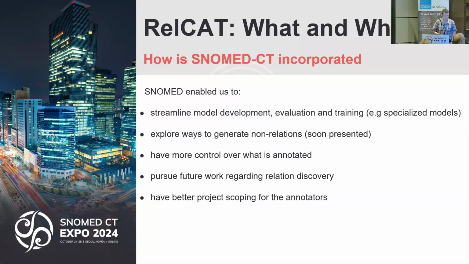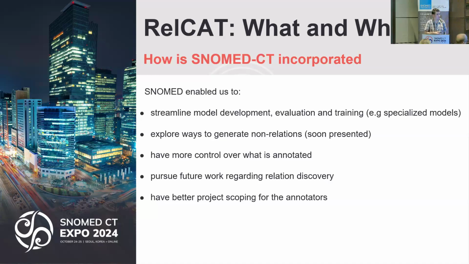All right, so what did SNOMED actually help us achieve here? First off, it's much easier to streamline the model development, evaluation and training, because you can create specialized models. In the case that the task is too ambiguous, you can make specialized models to focus on only one specific class or task, if you find that for some reason it's not performing well as a multi-class model. Because of this, we also got the ability to explore the generation of non-relationships, which will be presented soon by Shubham.